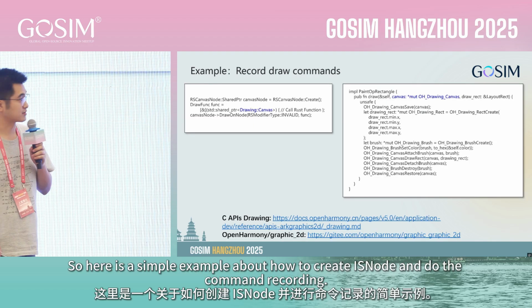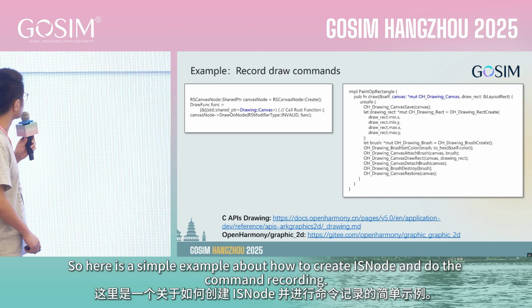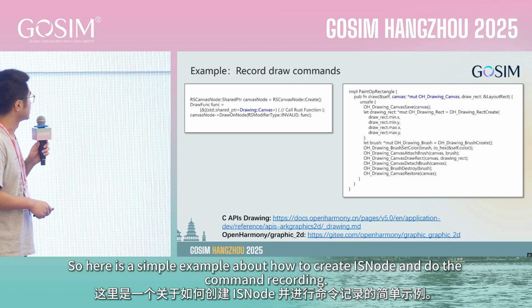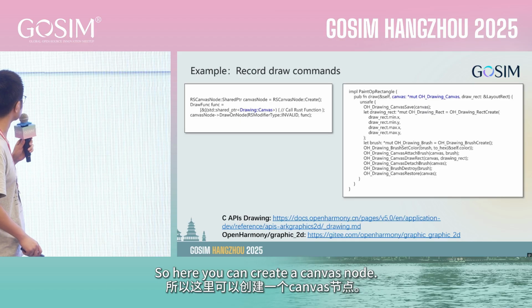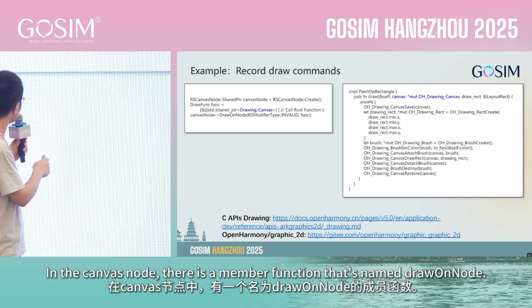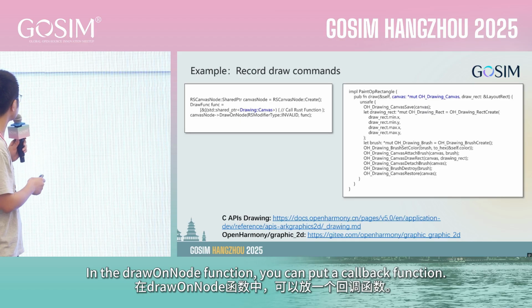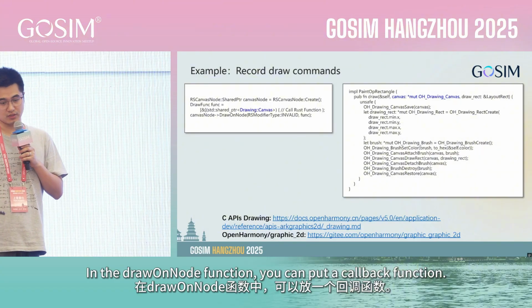Okay, so here is a simple example of how to create an ICE node and do the command recording. Here you can create an ICE canvas node. In the canvas node, there is a member function named draw on node. In the draw node function, you can put a callback function.